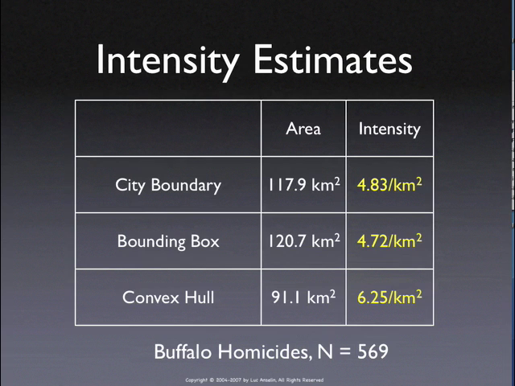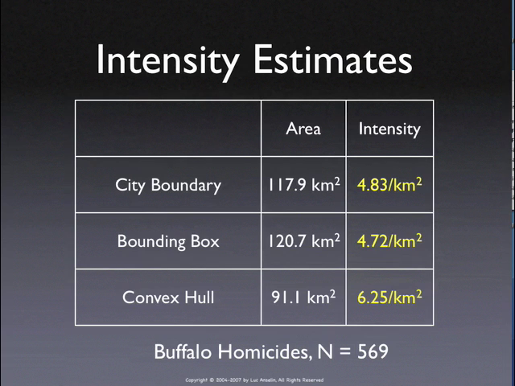So what this means is that if this pattern is stable and in equilibrium and is spatially random, then no matter where you plop a square kilometer in the city, on average, you should have about 6 homicides in the 10-year period. 6 homicides per square kilometer in a 10-year period. That's a lot of homicides. And when you look at the map, there are parts of Buffalo where there are no homicides at all.